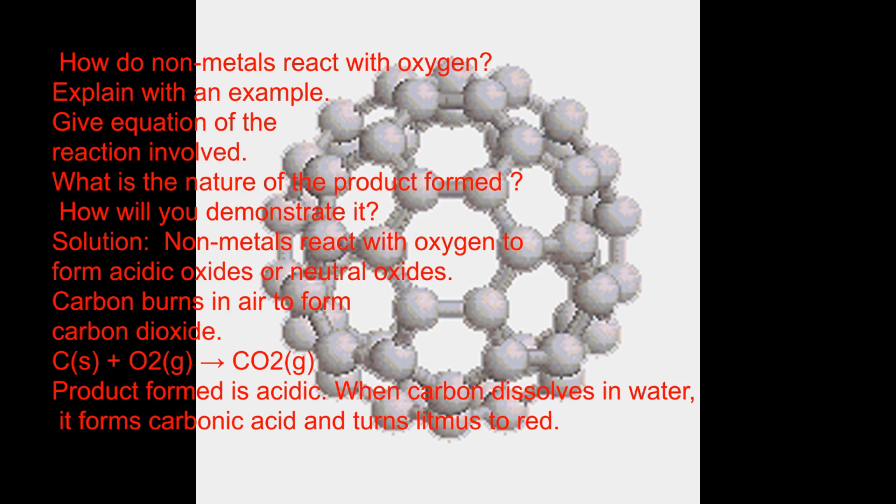Carbon burns in air to form carbon dioxide. C, carbon, solid, plus O2, oxygen, gas, gives CO2, gas. Product formed is acidic. When carbon dioxide dissolves in water, it forms carbonic acid and turns litmus red.